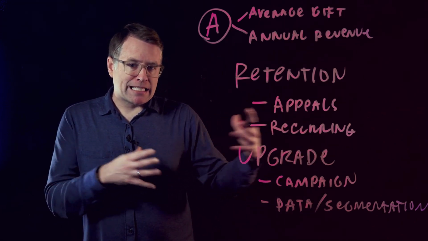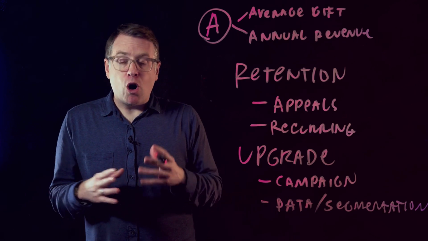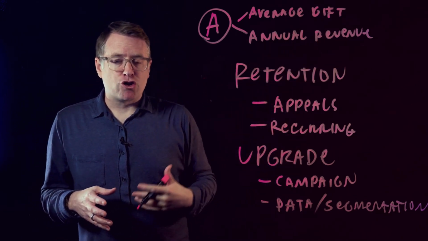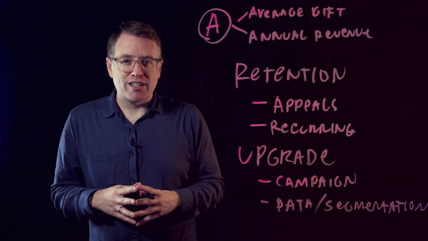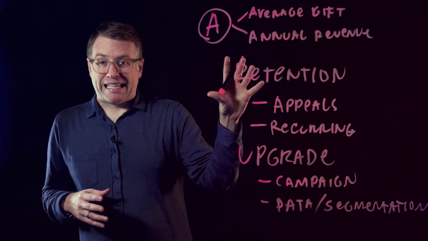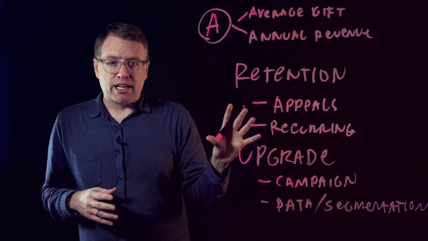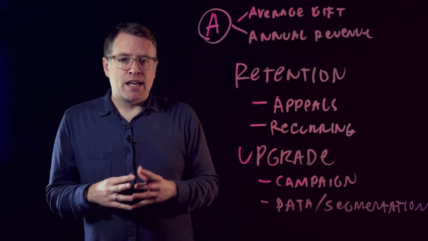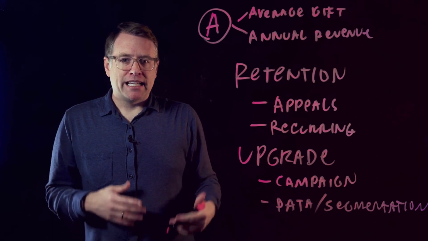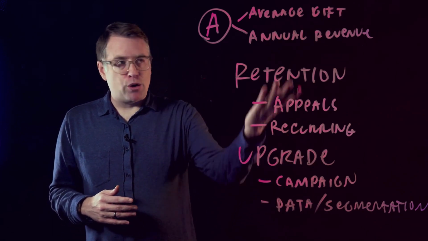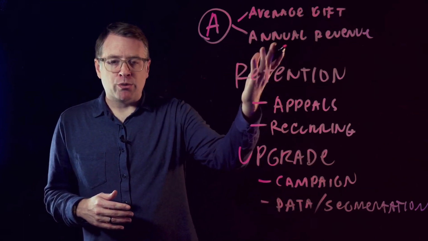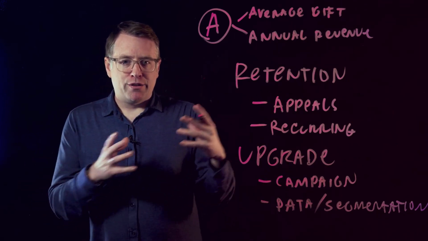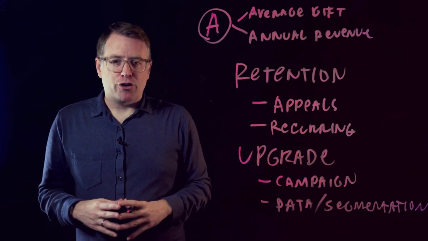The way to maximize real revenue downstream and hopefully generate your next mid-level or major donor who can give a transformational gift to your organization is by, first off, keeping them giving, and second off, giving them opportunities to upgrade, targeted asks that say, would you be willing to take the next step and give a larger gift? All of this rolls up into average gift, annual revenue, to keep the donors that we're acquiring through traffic, conversion rate, and now average gift or annual revenue.